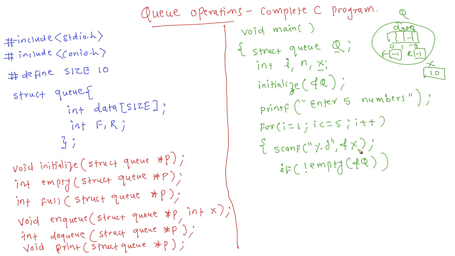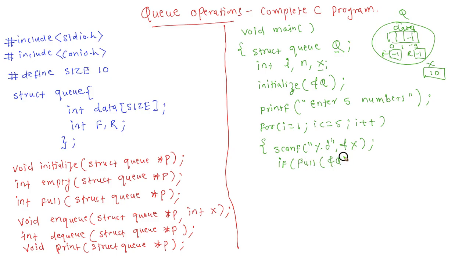We should call full. I'm sorry, we are performing enqueue now. We should call full here. So before performing the enqueue operation, we should call full, not empty. My mistake, my bad. So I'll call full. So let's not use this not concept, because it's confusing. So I'll use full directly.